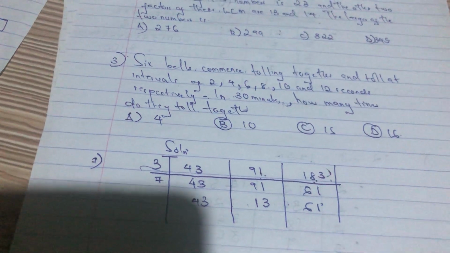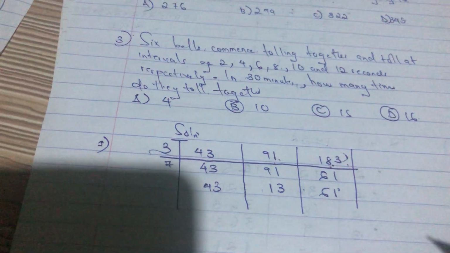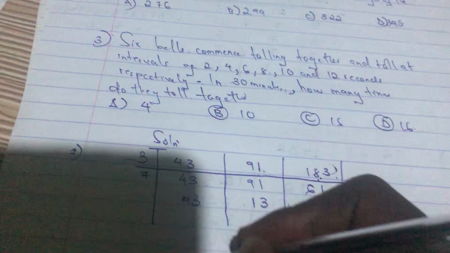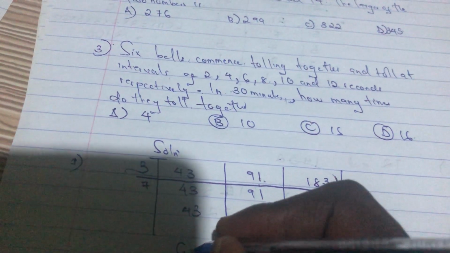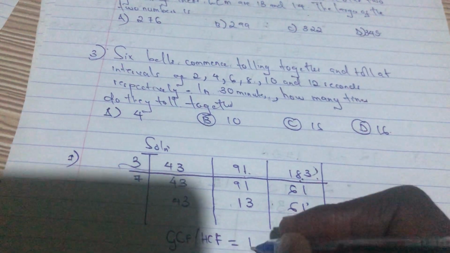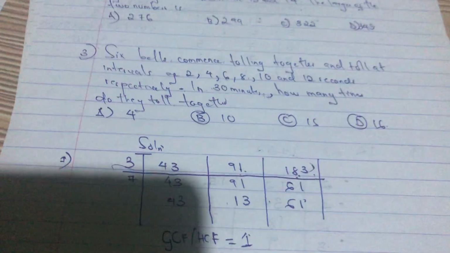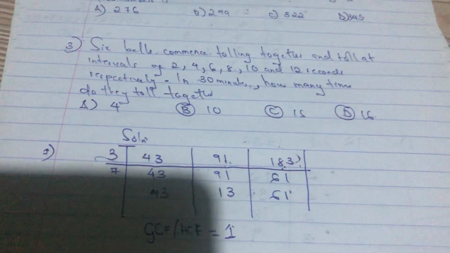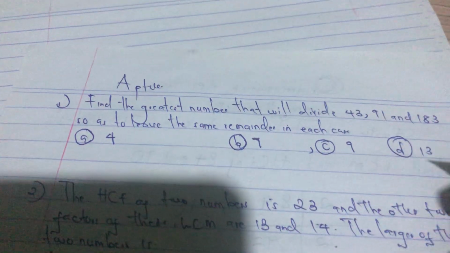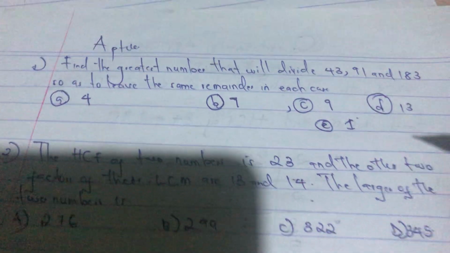So what we see here is that there is actually no greatest common factor. That means the only factor that can divide all of them is only 1. So the GCF, or HCF, is equal to 1, because there is actually nothing that can divide all these numbers. Are we together? Here we don't have the answer, but the answer is supposed to be 1, though it was not put there.